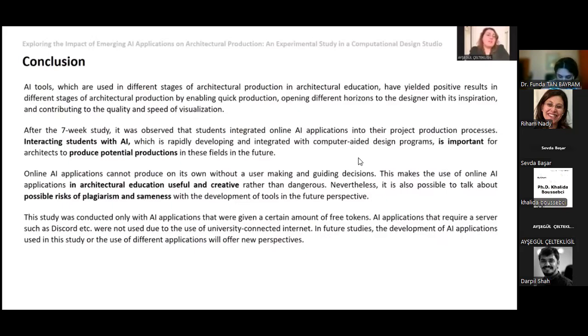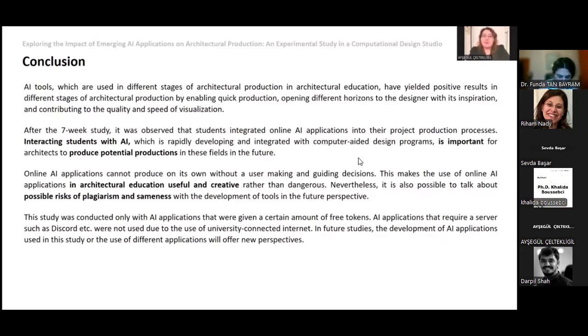Students interacting with AI is important for architects to produce potential productions in these fields in the future. Online AI applications cannot produce on their own without the user making guiding decisions. And this makes the use of online AI applications in architectural education useful and creative rather than dangerous.